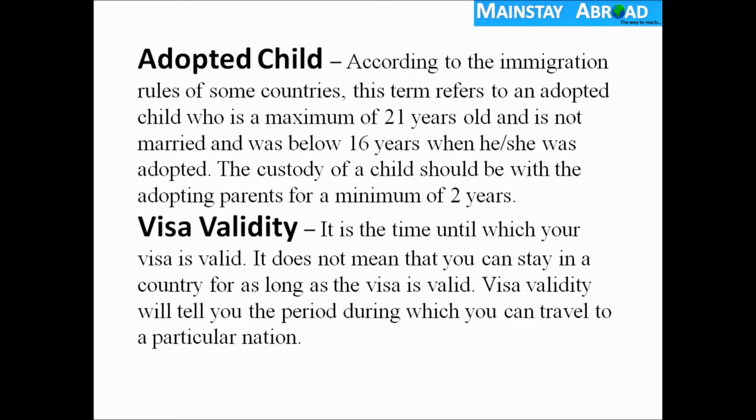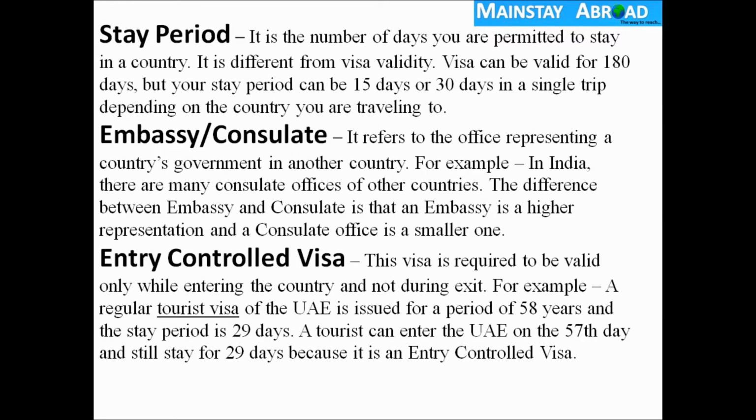Visa validity. It is the time until which your visa is valid. It does not mean that you can stay in a country for as long as the visa is valid. Visa validity will tell you the period during which you can travel to the particular nation. Stay period. It is the number of days you are permitted to stay in a country. It is different from the visa validity. A visa can be valid for 180 days, but your stay period can be 15 days or 30 days in a single trip depending on the country you are traveling to.